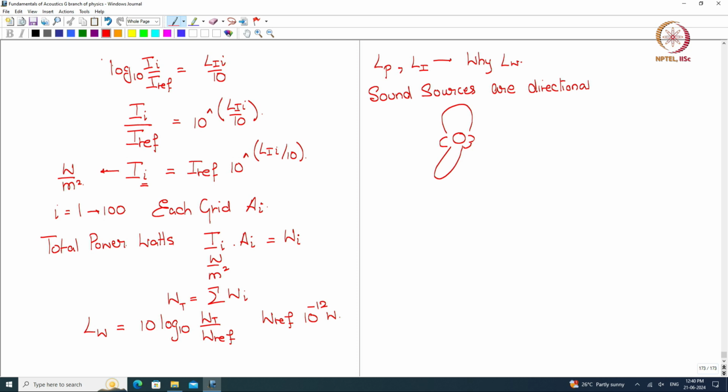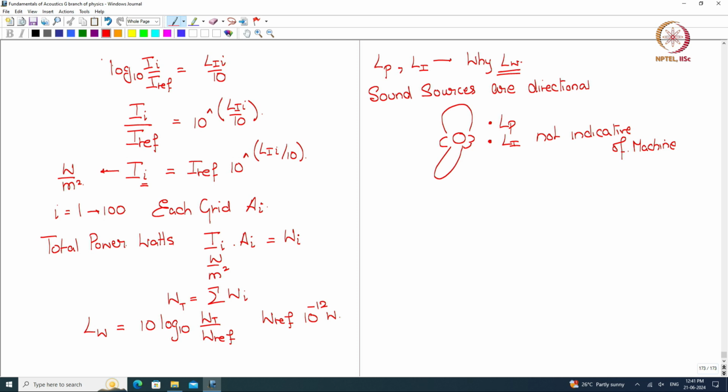So if you measure over here or measure over here and you get some LP value or LI value, they are not indicative of the machine capability as a sound source. And so you need to go to LW.